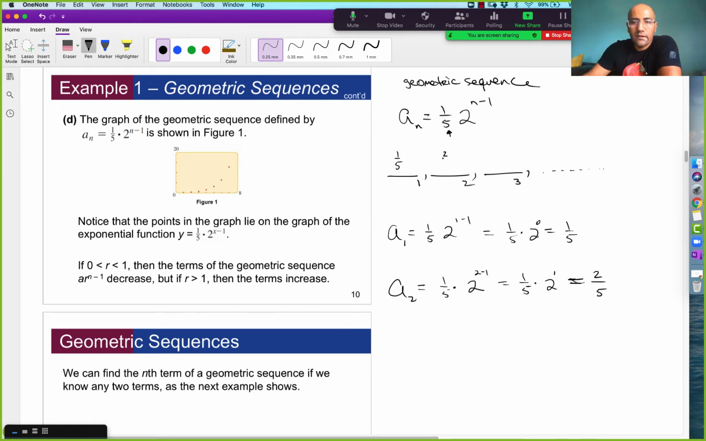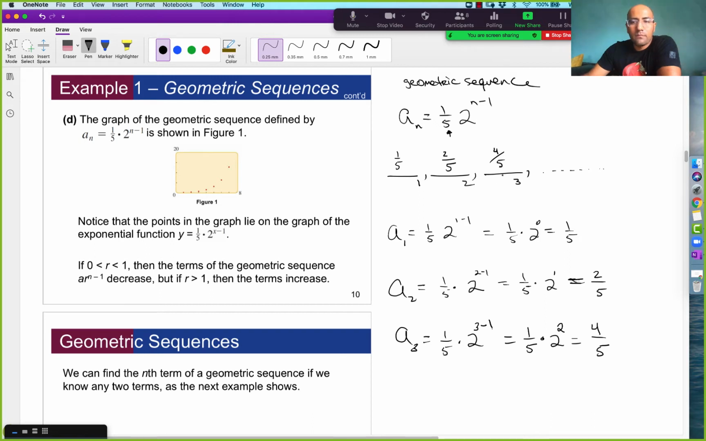Right? That's the second one on my list, 2/5. Third one on my list is going to be equal to 1/5 times 2 to the 3 minus 1, which is equal to 1/5 times 2 to the second power, which will be 4/5. That's the third one on my list.